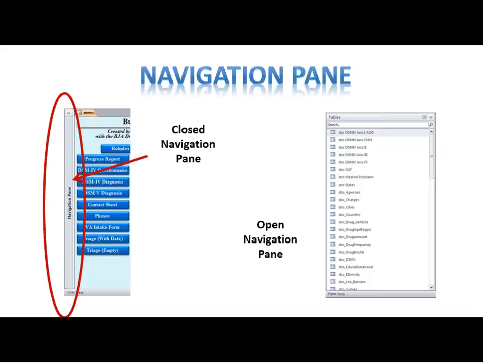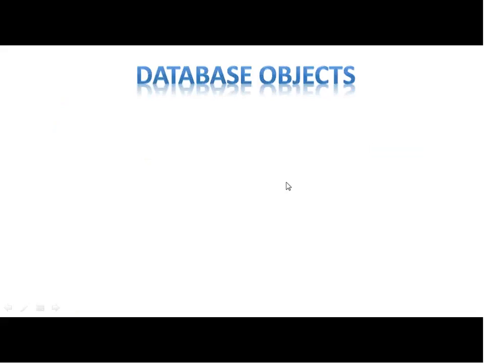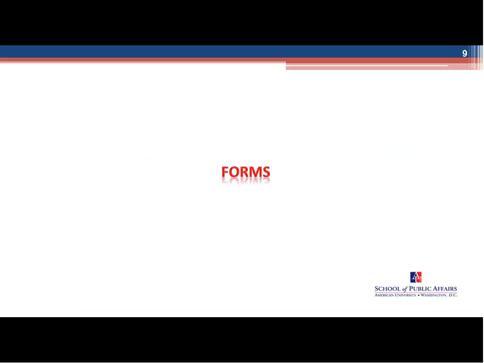This is a view on the left of the navigation pane closed, and on the right is a view of the navigation pane open. To close or open this navigation pane, the user needs to hit the F11 key, and that's the key on the function keys from the keyboard, not the F and number 11. So F11 key on the function keys. When we are talking about database objects, we are talking about tables or queries or forms, reports, macros.